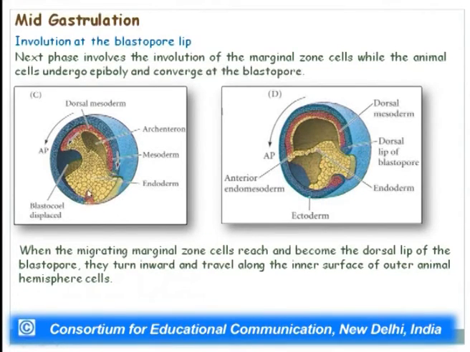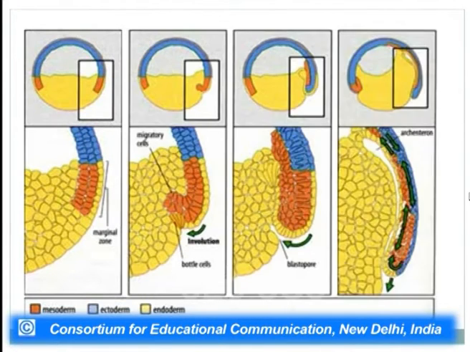There are bottle cells there, and they will again go and start involuting. Here you can see this entire blastopore is now formed. There is a dorsal lip, there are lateral lips, and there is a ventral lip, and on the ventral side also the marginal zone cells are involuting and moving towards this side. The red is already moving here, the yellow has been lining the gut cavity, and this will also start moving in this direction. The anterior endomesoderm has reached up to this point.